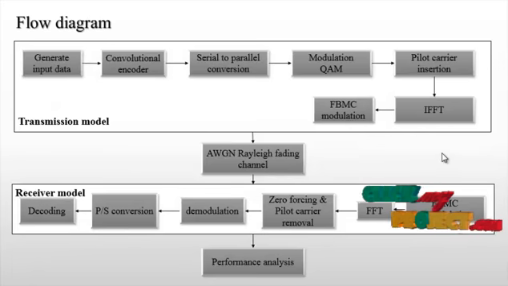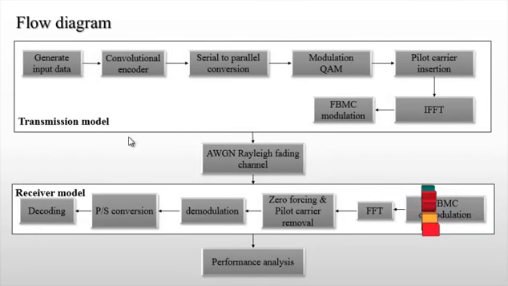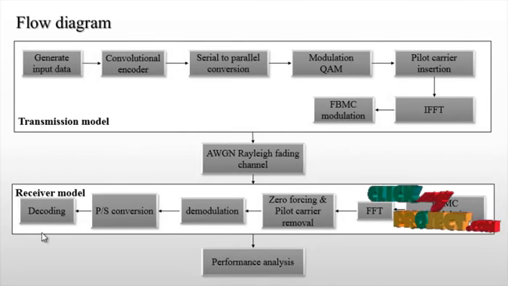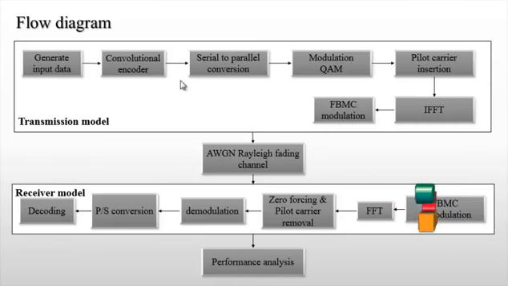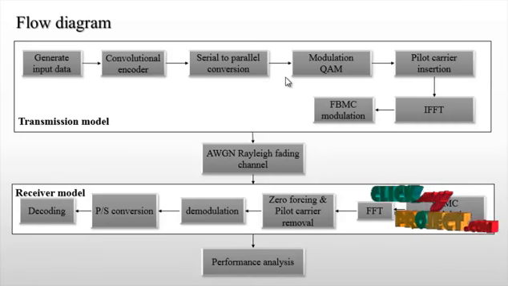Let us discuss the flow diagram of the process. First of all, it has a transmission model, a channel, and then a receiver model. The transmission model has the following steps: generate the input data, convolutional encoder, serial to parallel conversion, QAM modulation, that is quadrature amplitude modulation, then pilot carrier insertion, IFFT, and FBMC modulation. These are the parameters included in the transmission model.